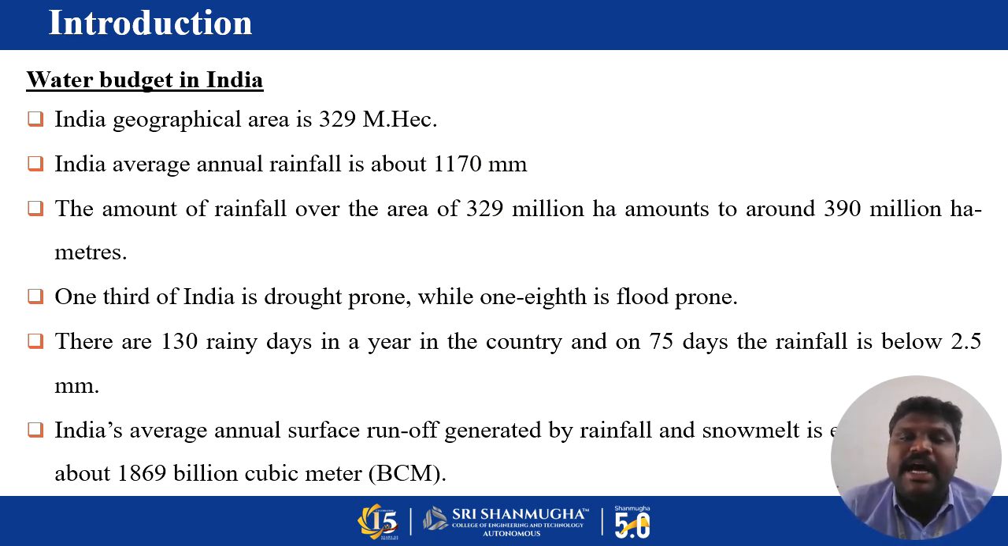One third of India is still drought prone, while one eighth is flood prone. There are 130 rainy days in a year in the country. On 75 of those days the rainfall is below 2.5 mm, which is sometimes not even recordable. India's average annual surface runoff generated by rainfall and snow melt is estimated at about 1869 billion cubic meters.